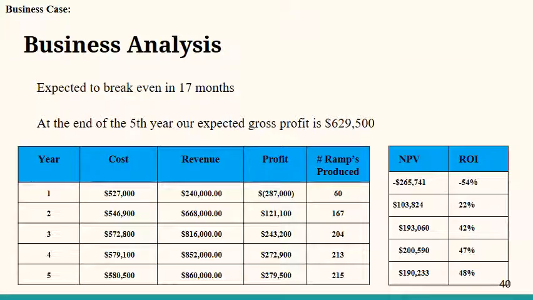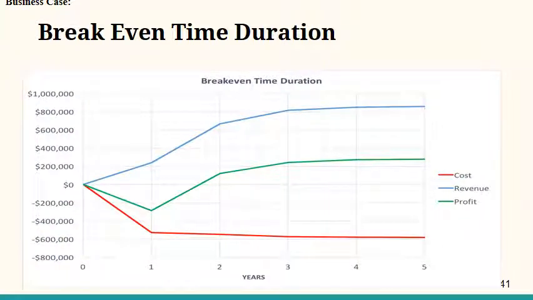So from the business analysis, we conclude that the break-even will be in 17 months. And at the end of the fifth year, our expected gross profit is $6,029,000. And this is a break-even graph.